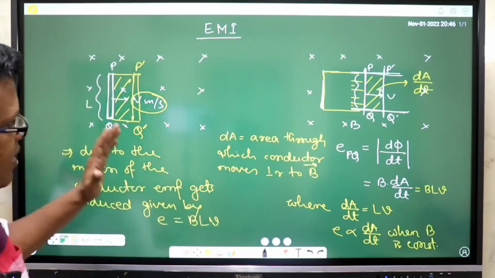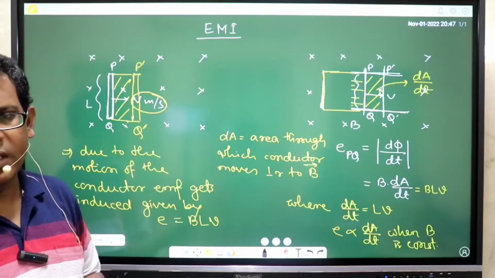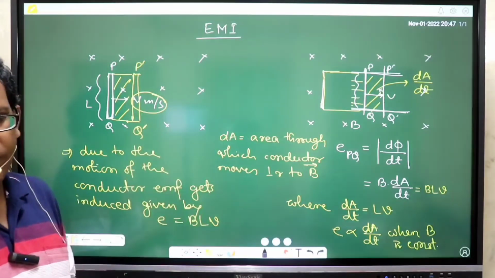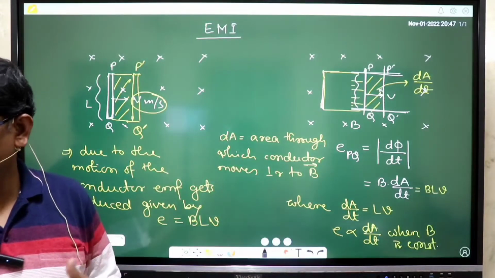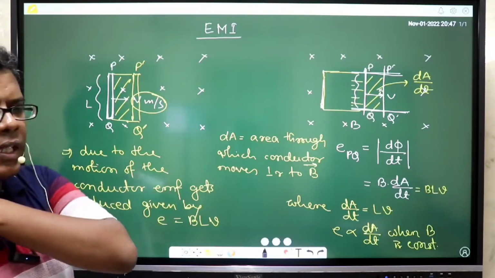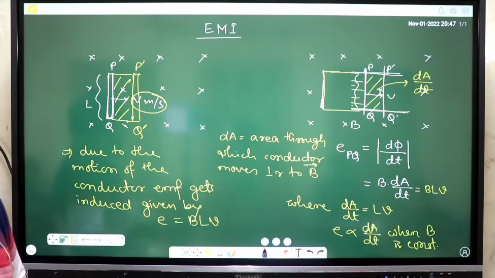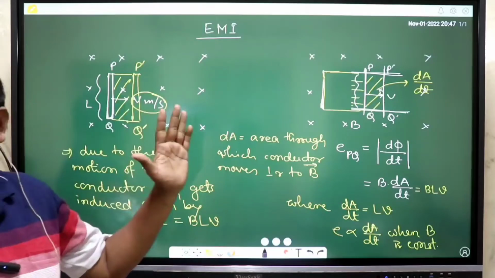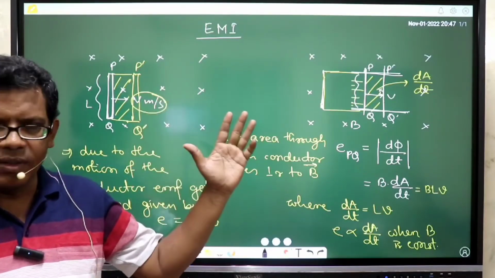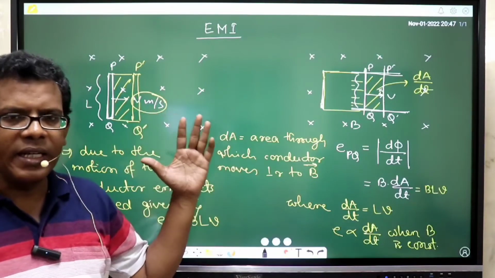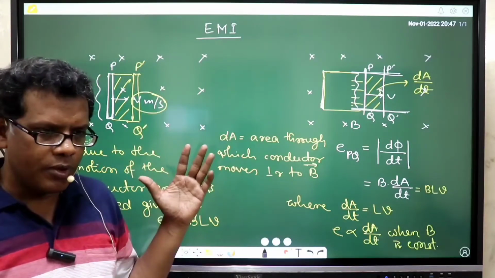So here the flux change is observed due to the motion of the slider. Had the slider not been moving, then obviously no change of flux would be observed per unit time. So that means by opposing the motion of the slider, the fact of change of flux, or the fact of creation of induced EMF, can be opposed.